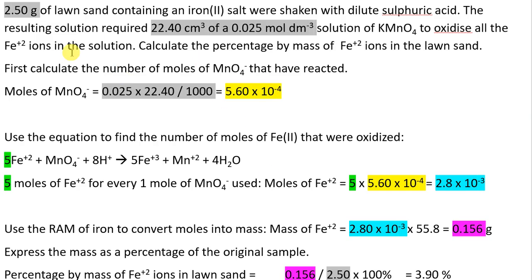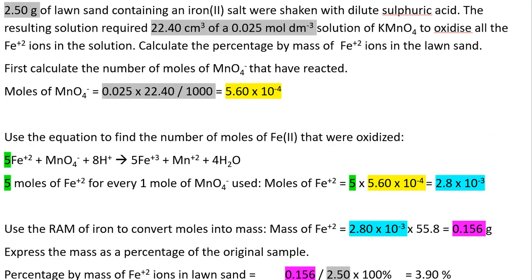Typical question. Given a mass of lawn sand containing an iron 2 salt, and this mass shaken with dilute sulfuric acid to dissolve, or at least dissolve the iron 2. The resulting solution required so much of KMnO4 to oxidize all the Fe plus 2 ions in the solution. We're asked to calculate the percentage by mass of Fe plus 2 ions in the lawn sand. Now, if this question was asked, it would be broken down into parts.